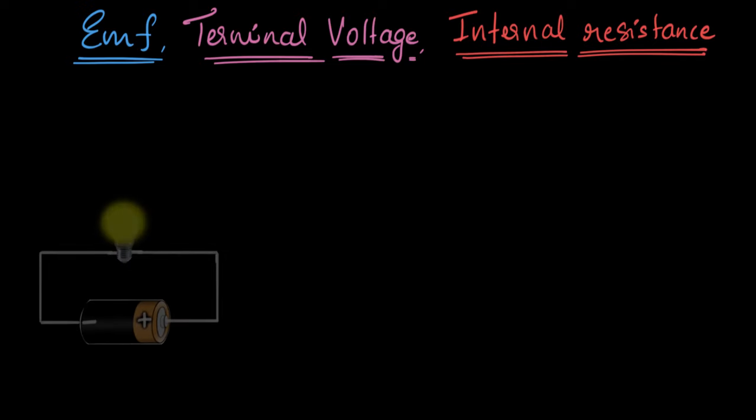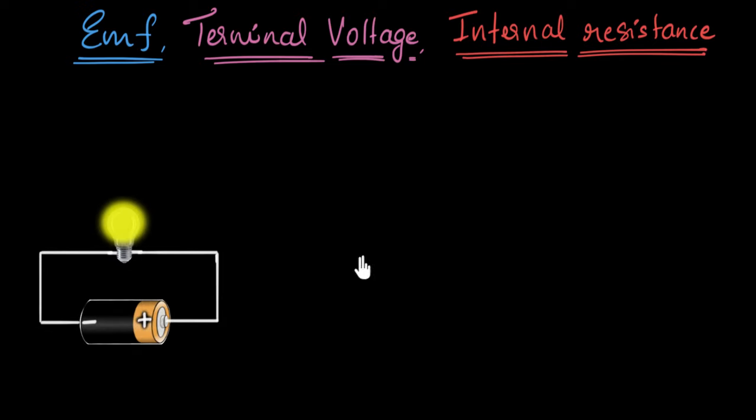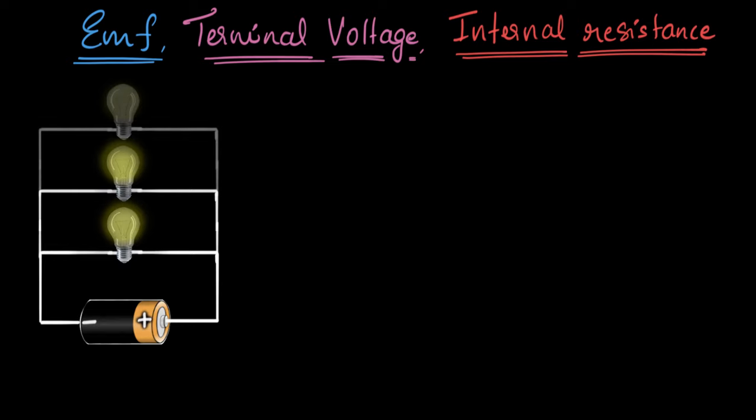Imagine you have a battery connected to a bulb. What happens? It glows, no surprise. But what would happen if I were to connect another identical bulb in parallel to this circuit? Well, if you do that, you'll find that the bulbs will become dimmer. If you attach one more bulb in parallel, it'll become even dimmer.